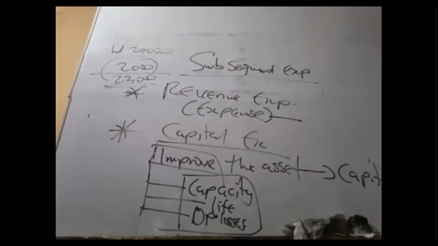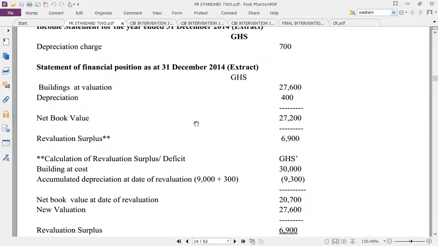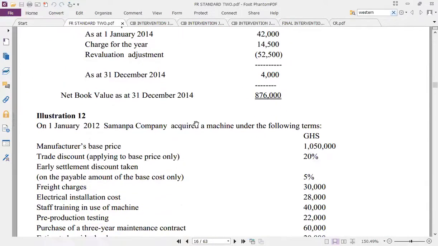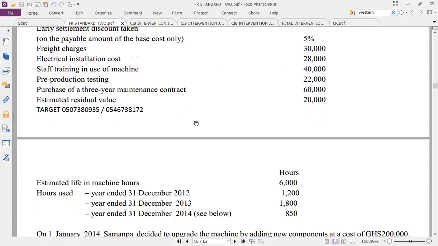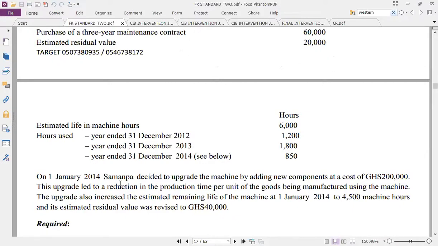For instance, if you check this particular question, there's a question here called Samantha, illustration 12, where there was an upgrade. This question is your own in advance. They said that on January 1st, 2014, Samantha decided to upgrade the machine by adding new components at a cost of 200,000. This upgrade led to a reduction in production time per unit of the goods being manufactured using the machine. The upgrade also increased the estimated remaining life of the asset. So the life has increased, operating time has been reduced, and it has also increased the capacity. So therefore, they can capitalize it.